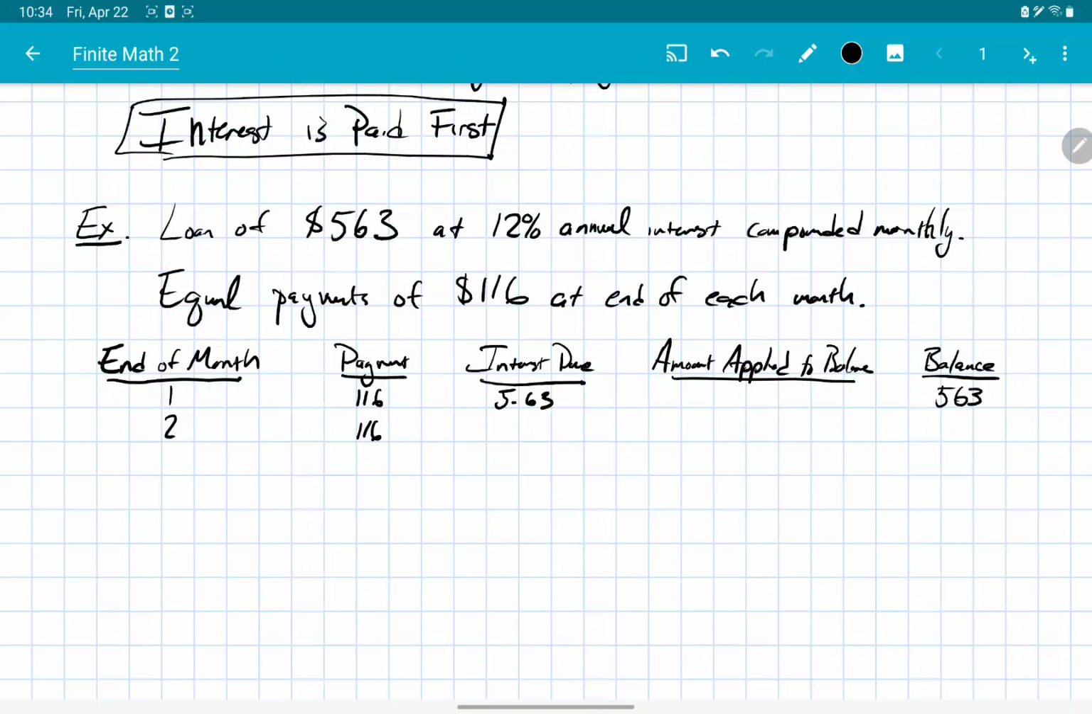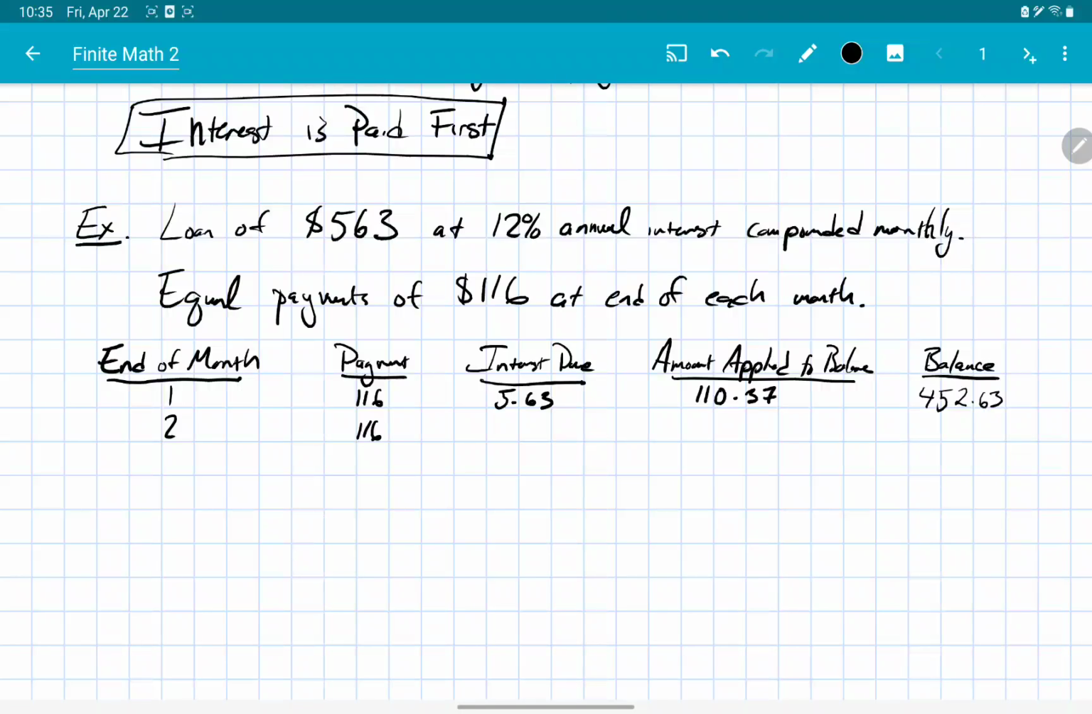Okay? So when you make that payment of $116, following the general principle of paying off a loan, the first $5.63 from that payment pays off the interest. The rest of that payment, the remaining $110.37, is applied to the balance. That means the balance next month is not $563, this shouldn't be $563. This should be what remains of the $563. It is $452.63. We take $563 and subtract $110 and change. Okay, so that's the end of the first month.